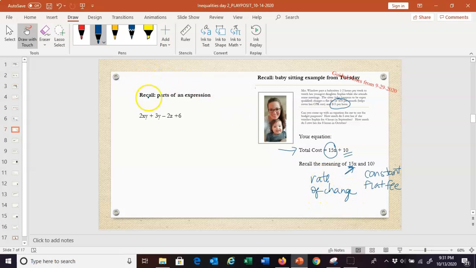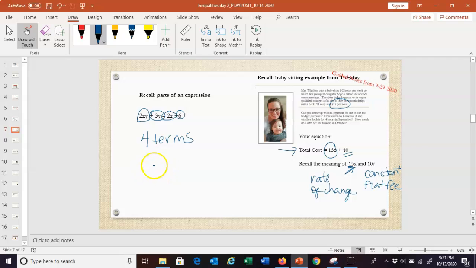So just a quick review over here. Recall the parts of an expression. How many terms does this have? Remember, terms are separated by addition and subtraction. So it has 1, 2, 3, 4 terms.